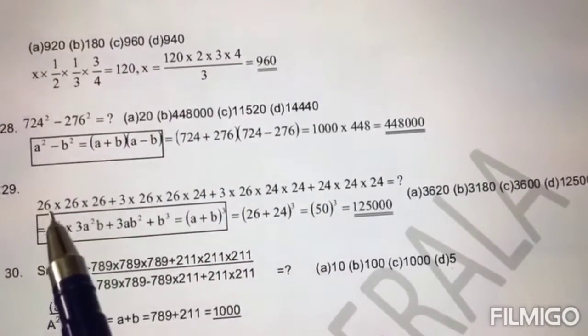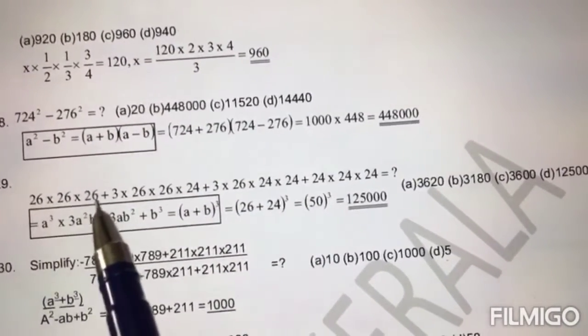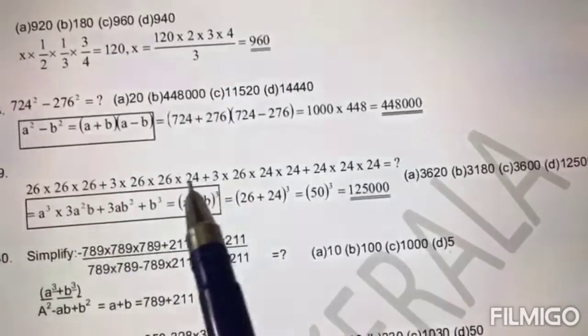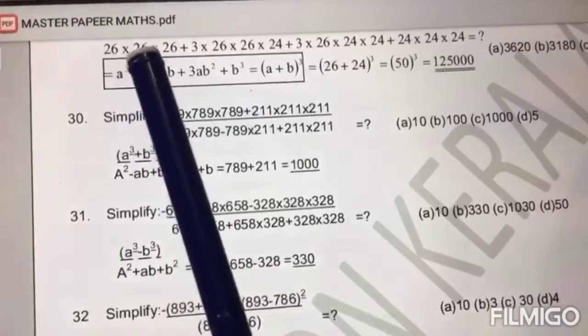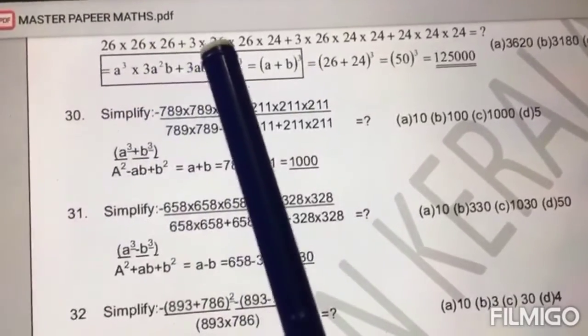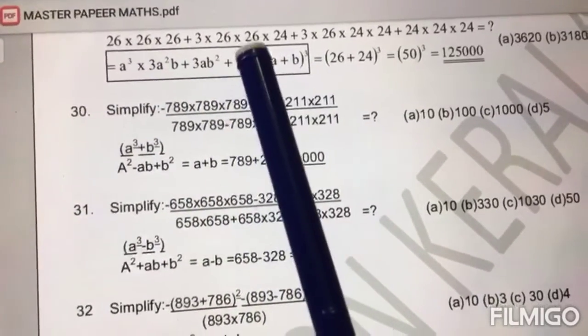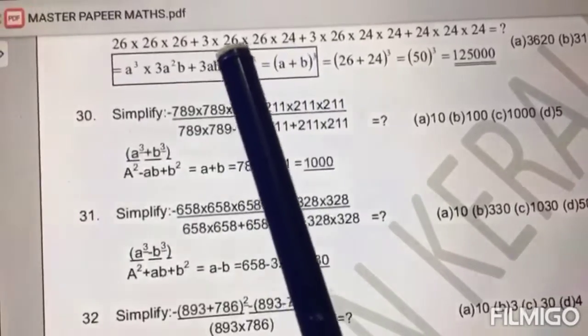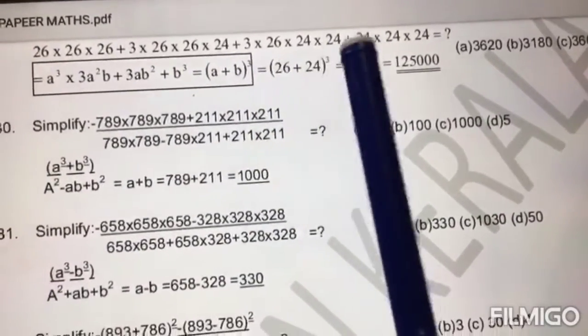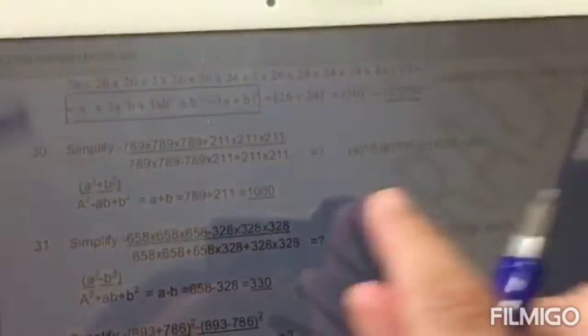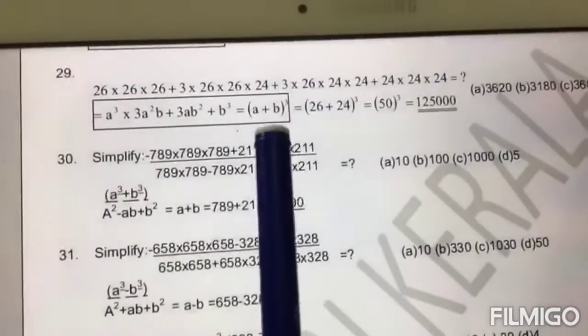Plus b cube. So see if this formula can be applied here. If we take 26 as a and 24 as b, right? So it is a cube, 26 into 26 into 26, plus 3 into 26 into 26 into 24, that is 3a square b, plus 3ab square plus b cube. So that is the expansion of this formula, right?